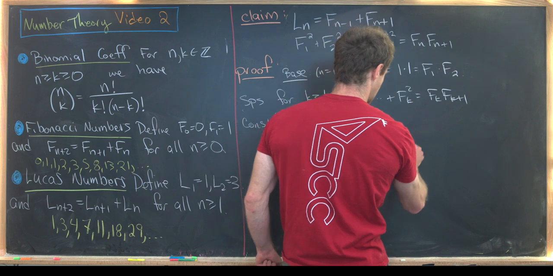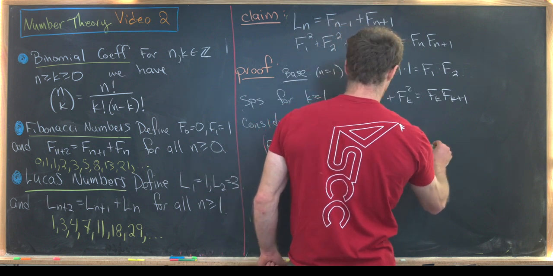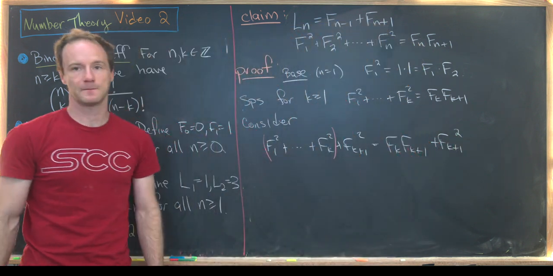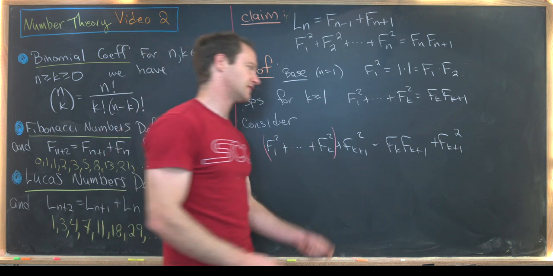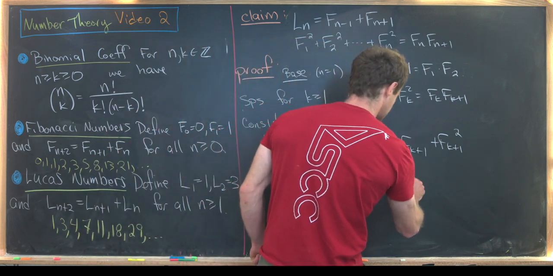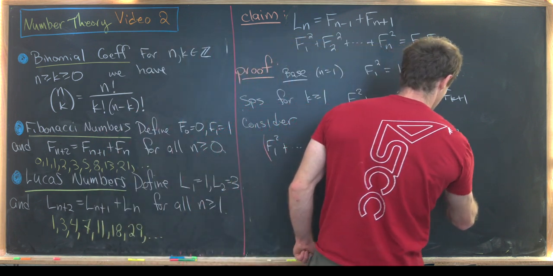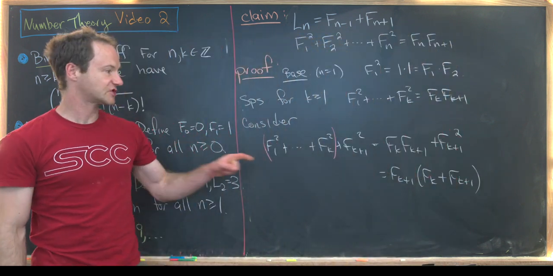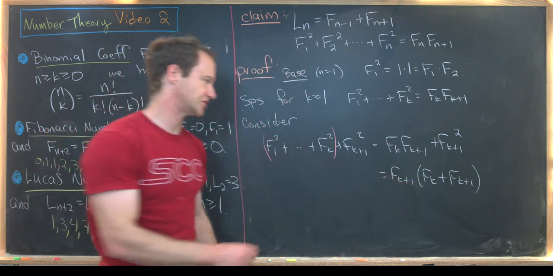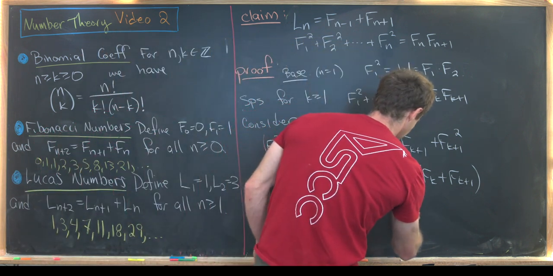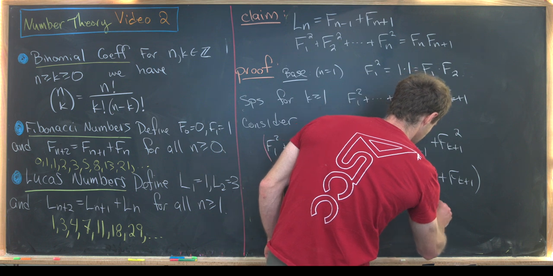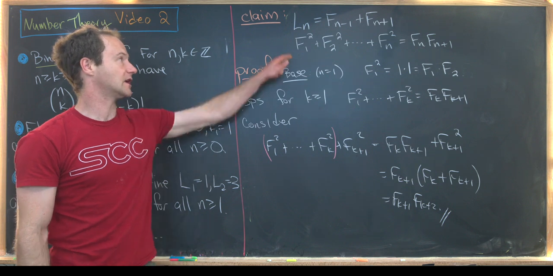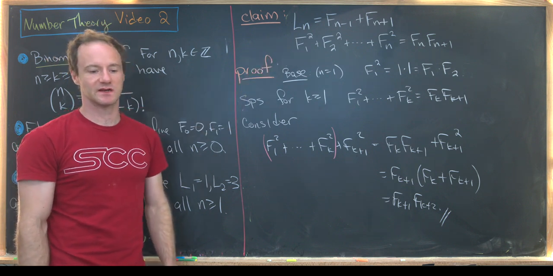So this is now Fk times Fk plus 1, plus Fk plus 1 quantity squared. But now we can factor Fk plus 1 out of this. That leaves us with Fk plus Fk plus 1. And then we can finish off by applying the Fibonacci recursion to have Fk plus 1 times Fk plus 2. But that's exactly what we needed to end with in order to prove this second statement via induction.